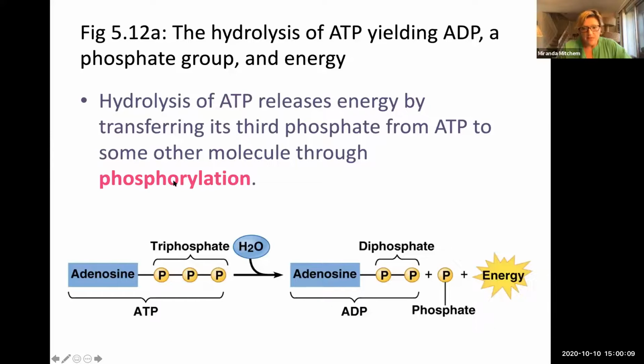So ATP is hydrolyzed, which releases a phosphate group. Now one of these phosphate groups has moved away, and we now have adenosine diphosphate plus a free organic phosphate group that then can be added to something else through phosphorylation. That's what phosphorylation means, to add a phosphate group.